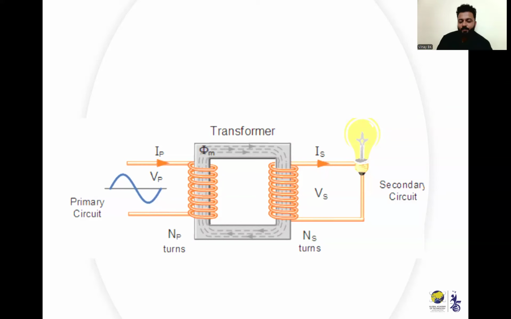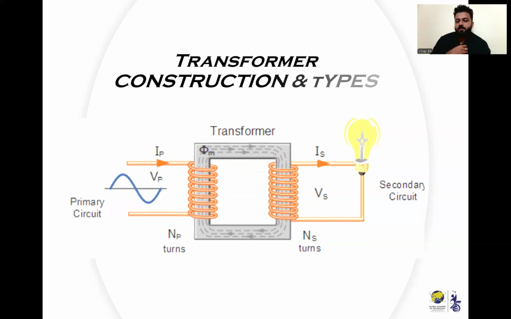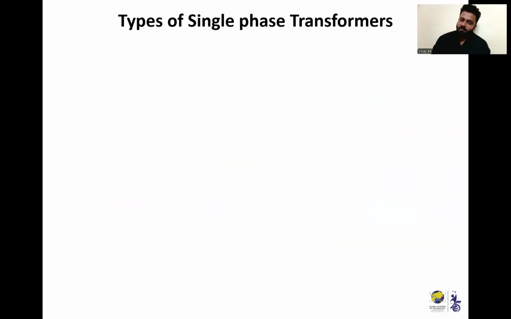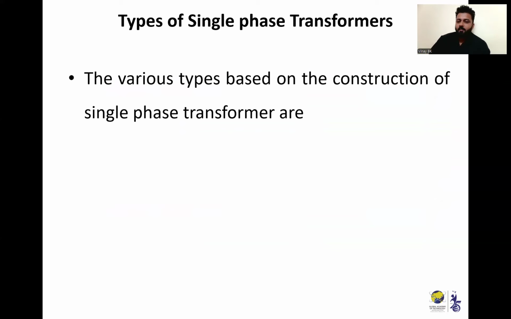So in this video, let us discuss transformer construction and types of transformers based on the construction. There are two types of single phase transformers based on construction. The first one is core type of transformer and the second one is shell type of transformer.